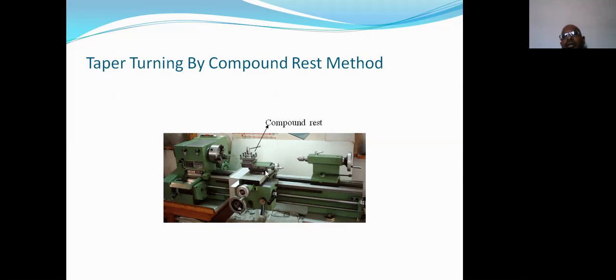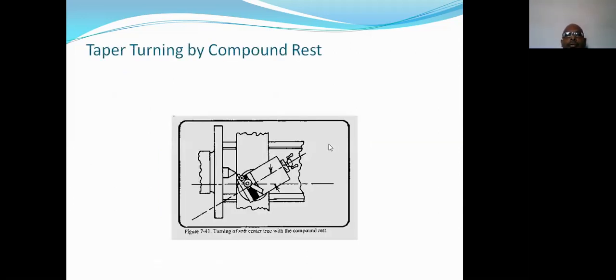Observe, the compound rest is mounted over the cross slide. So this particular movement of the compound rest over the cross slide is possible up to a certain length. That particular length of sliding is possible to produce the taper turning on the job. So in this way, the compound rest is adjusted to a particular or required angle along with the axis of the job. So this is the line diagram of this particular compound rest taper turning method.